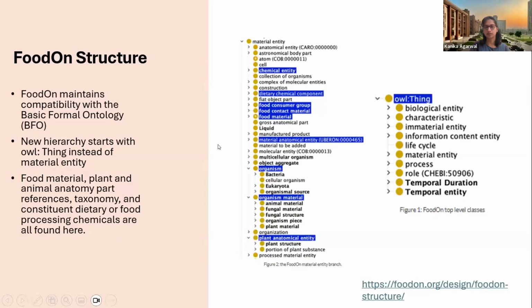So when we look at the structure of FoodOn, it maintains compatibility with Basic Formal Ontology, which starts with entity. Except that now, from 2023, they've revised it, and now it starts with thing. So whatever we have, instead of material entity, it'll start with the thing. So it could be an apple pie, it could be an ice cream, etc. Followed by food material. What is the plant and animal anatomy? So if it's from an animal, then what is the anatomy? It'll have references. It'll have the constituent, dietary or food processing that took place, or any chemicals that were found there.